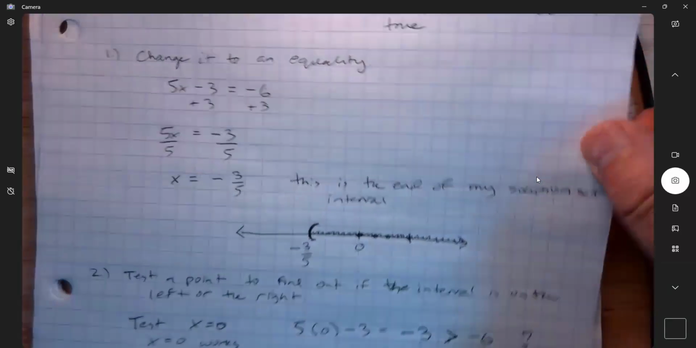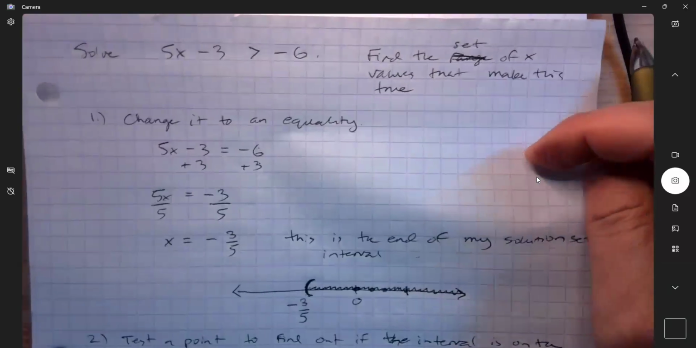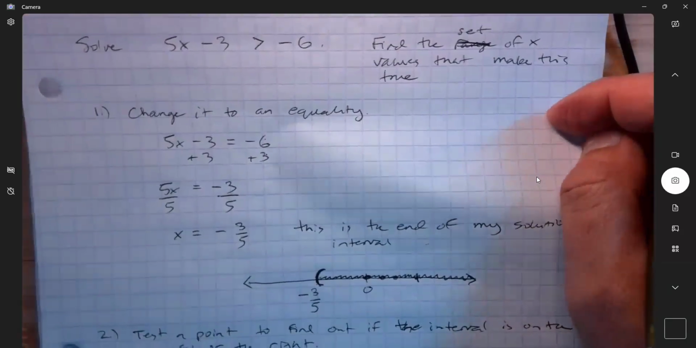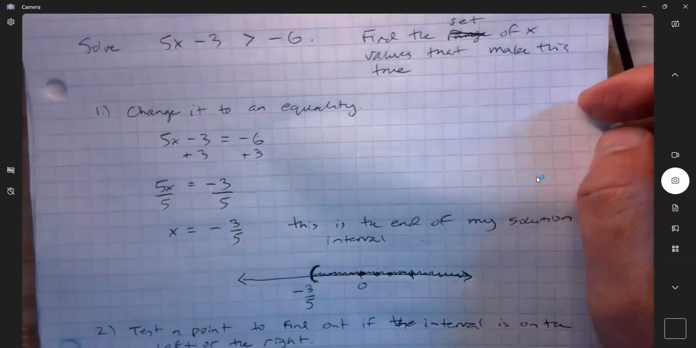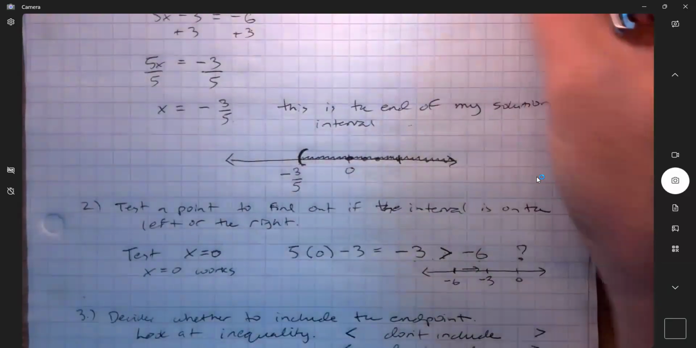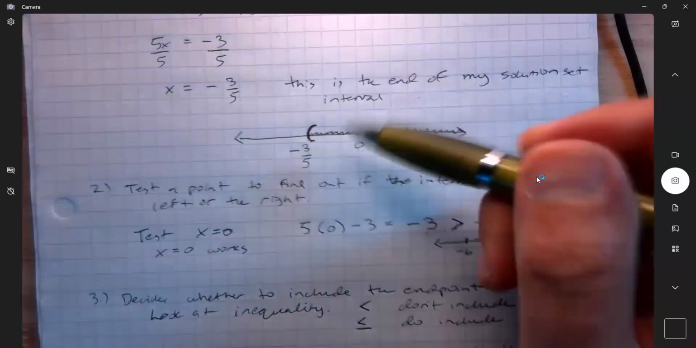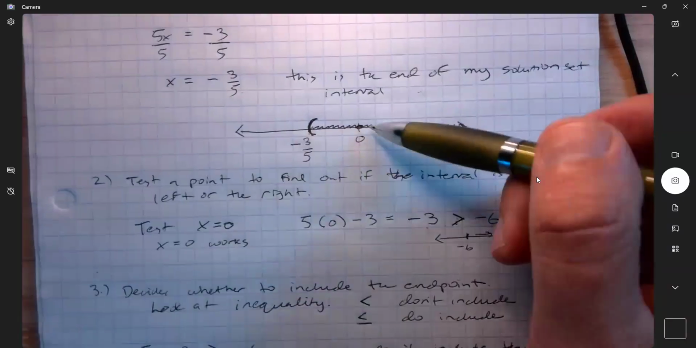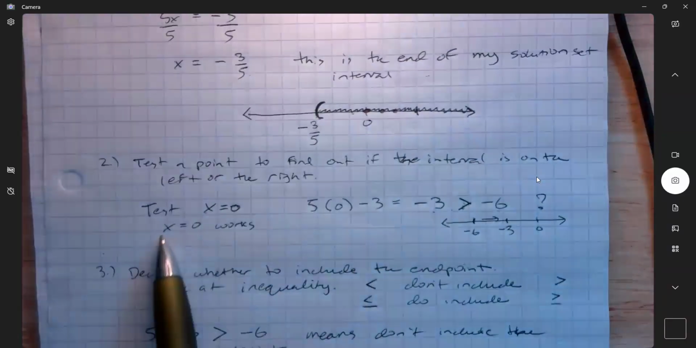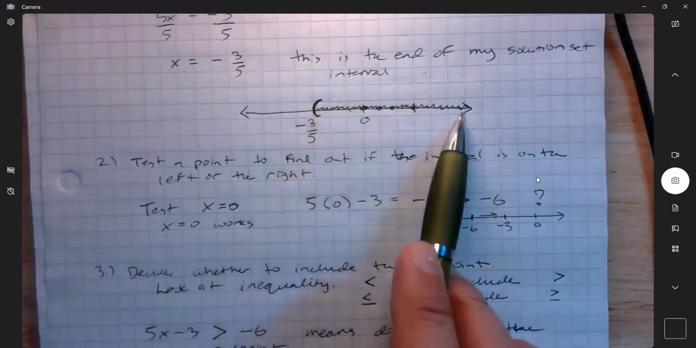So this page right here gives you everything you need to know to solve any inequality. No matter what inequality you see in this class or in your future, you can solve it this way. First, you change it to an equality, and you solve the equality. Then draw yourself a picture. Test your points on either side of your endpoint. Here, x equals 0 works in my inequality, so that means everything on the right side works.